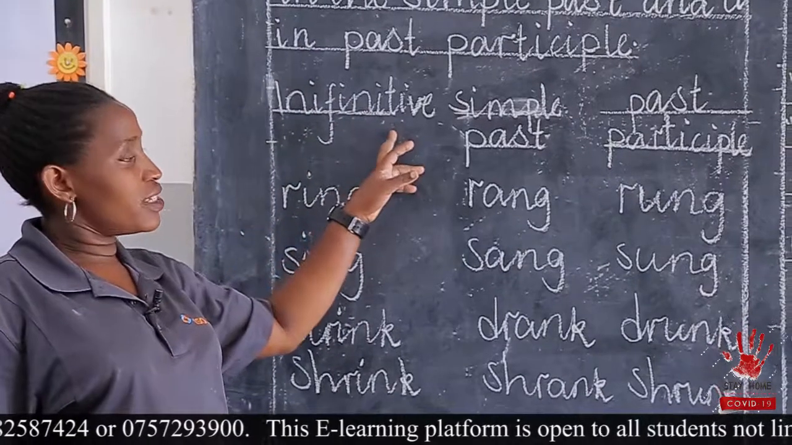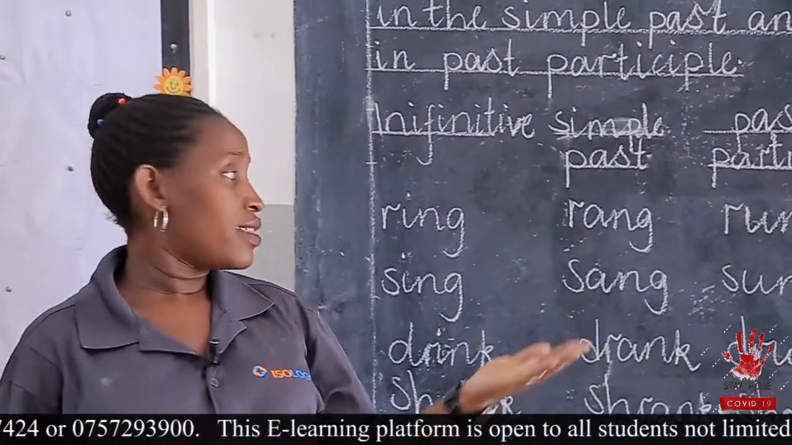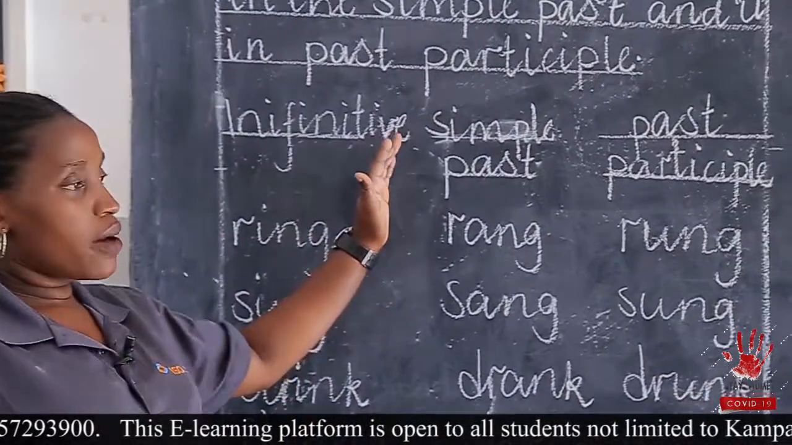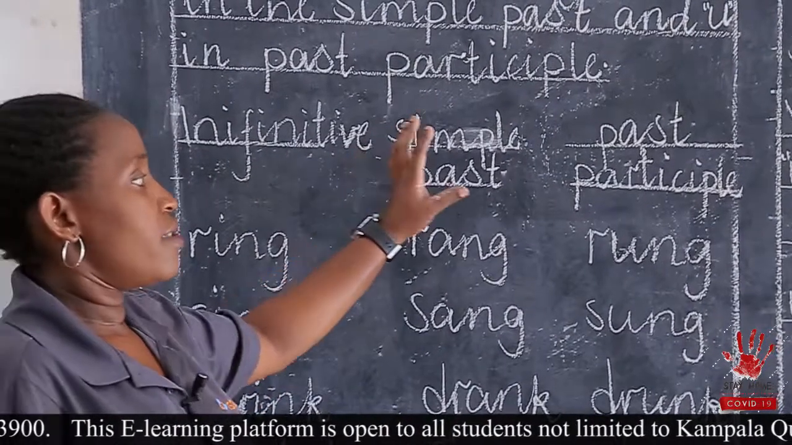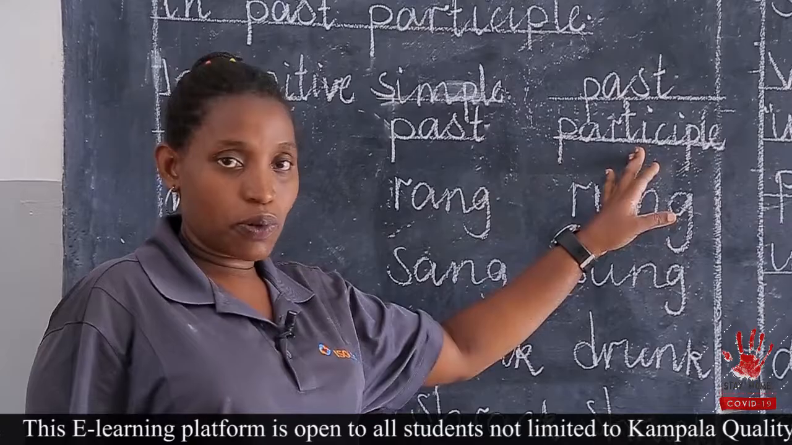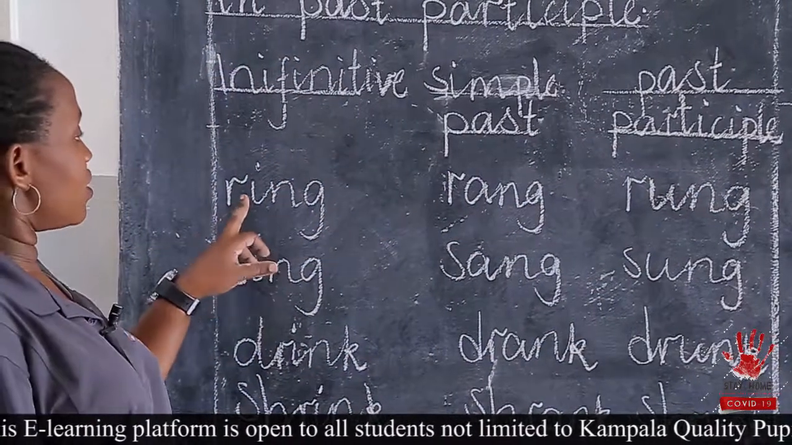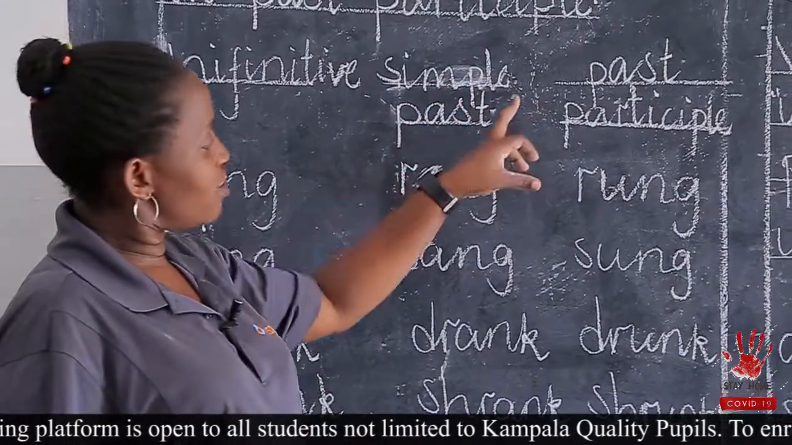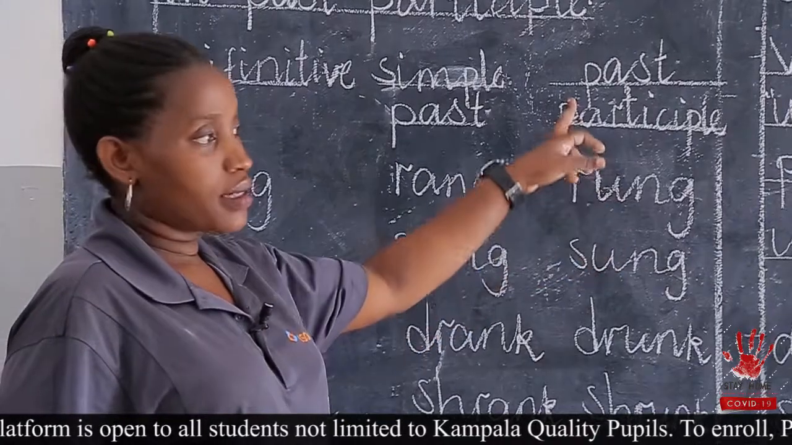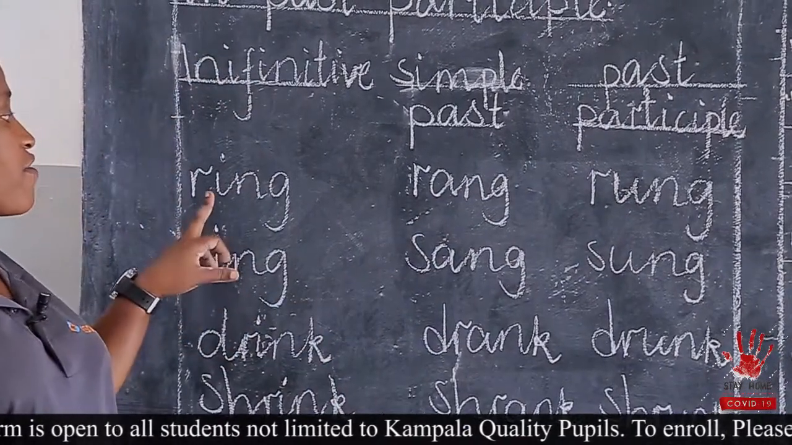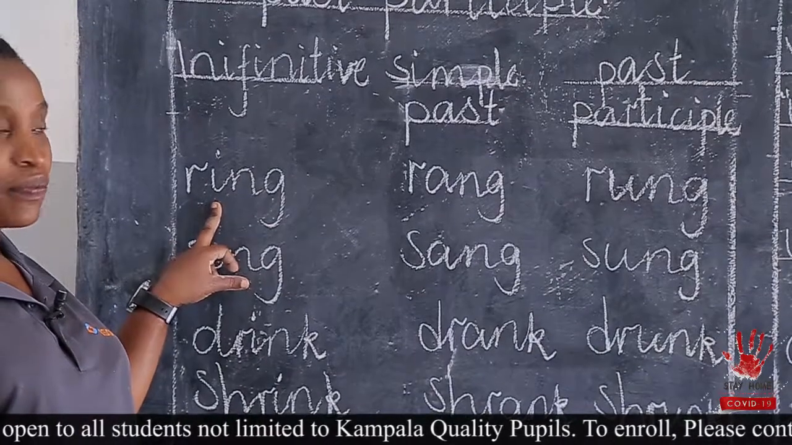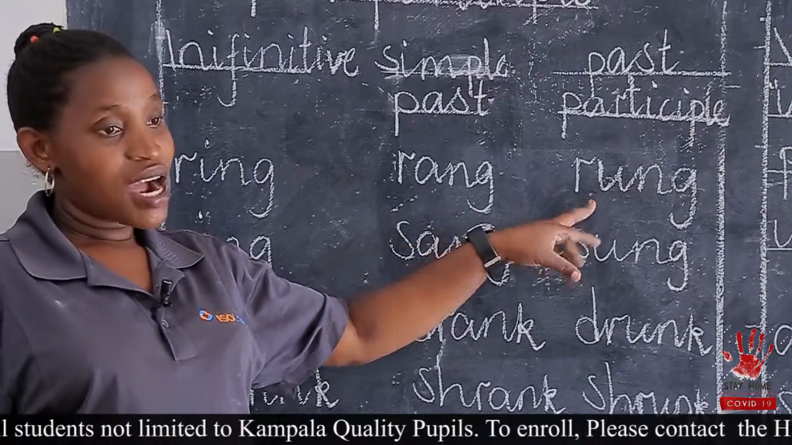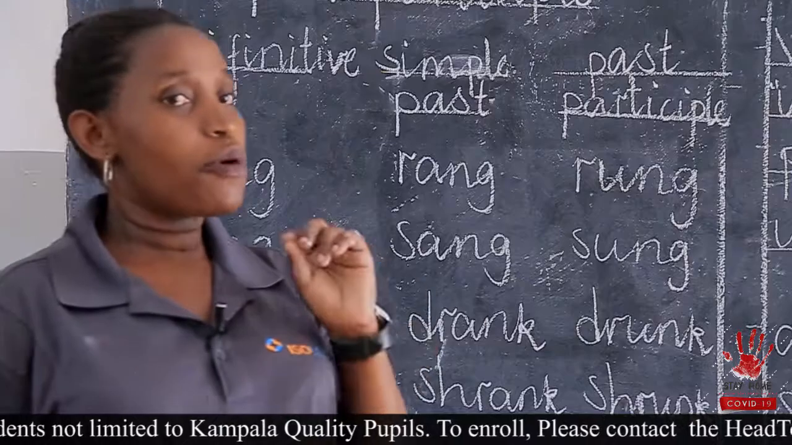Now, when we say infinitive, that is the basic form of the verb. The spelling, the basic spelling of the verb, it is the infinitive. Then we come to the simple past, and then we come to the past participle. So we are saying these verbs change I to A in the simple past, and then they change I to U in the past participle. So we have the word ring. Ring, it will go for rang and then rung. They will be having the same pronunciation.